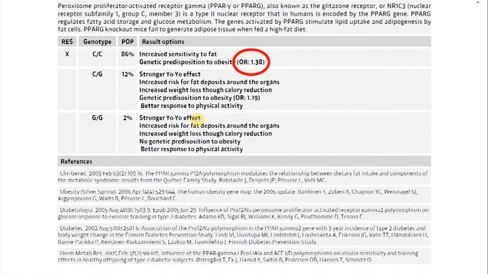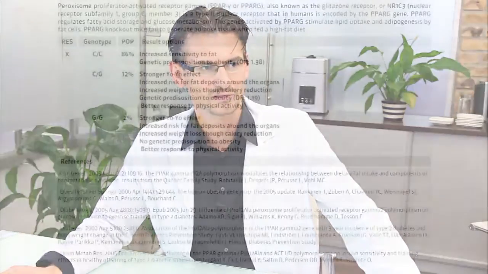OR stands for odds ratio, and that means it's a fold risk. So if you have the CC genotype, the CC result in this gene, you have an odds ratio of 1.38, meaning you have a 1.38 fold higher likelihood of developing obesity than if you had the GG type. So it's 38% higher, more or less. And you see the different types.